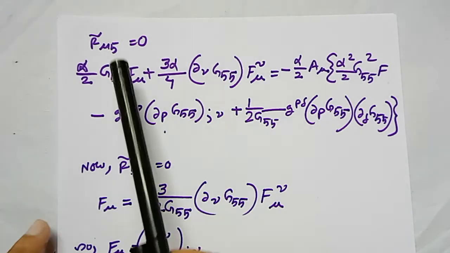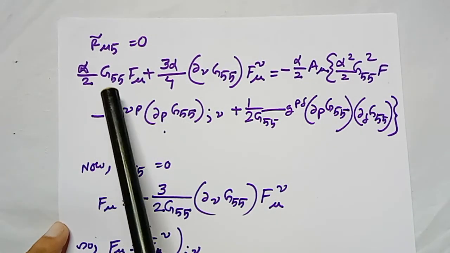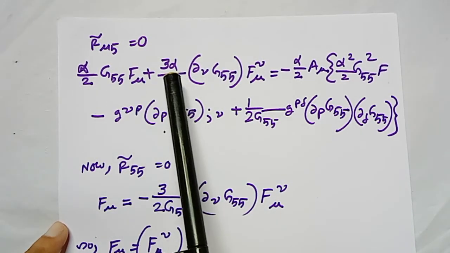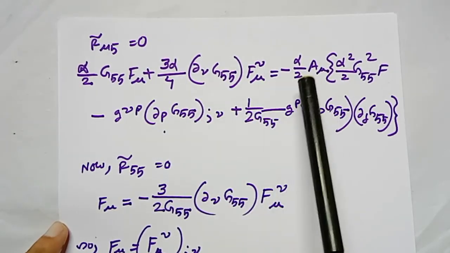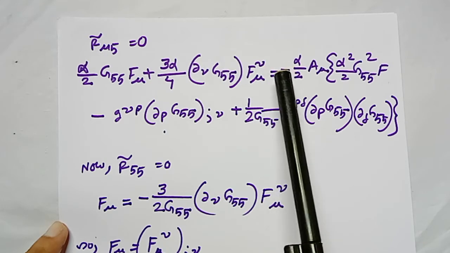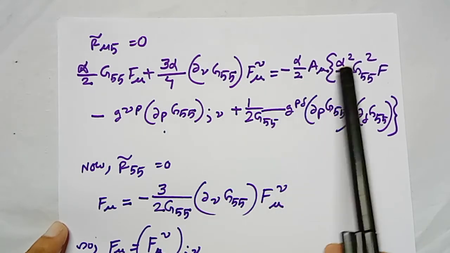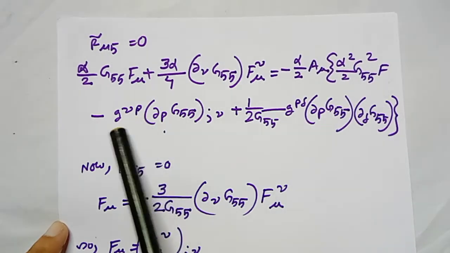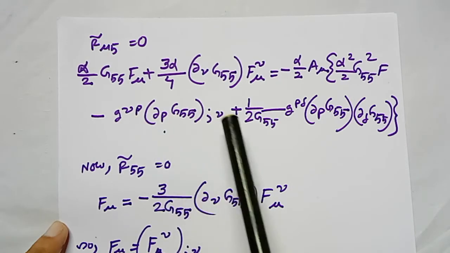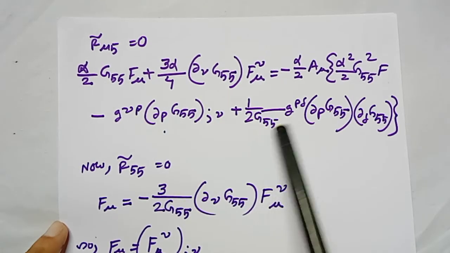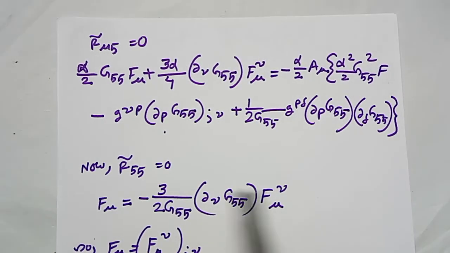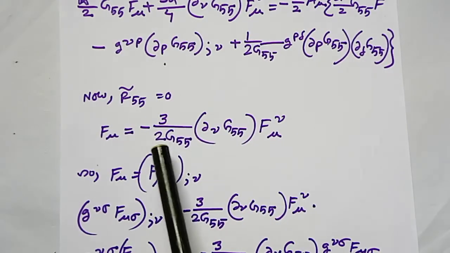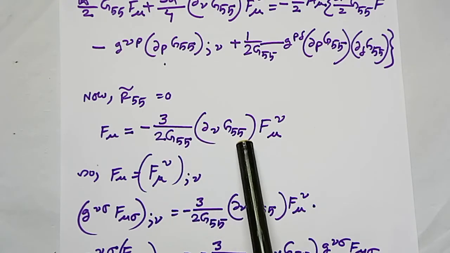Now R tilde mu 5 equal to 0: alpha divided by 2 g 5 5 A mu nu A mu F mu g 3 alpha divided by 4 A nu g 5 5 minus alpha divided by 4 A mu alpha square divided by 2 A g 5 5 square F minus del rho g 5 5 half g 5 5 rho sigma del rho g 5 5 del delta g 5 5. Now R tilde 5 5 equal to 0: F mu equal to minus 3 divided by 2 g 5 5 del nu g 5 5 F nu mu.